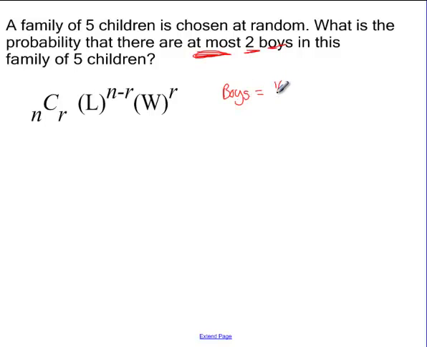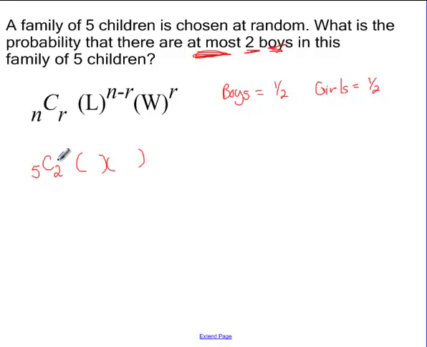Boys, it's 1/2. Girls are 1/2. All right. So at most 2 boys. 2 boys is the most you can have. So 5 kids choose 2. That's what we're going to start with.